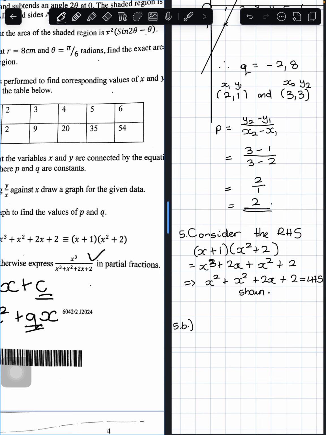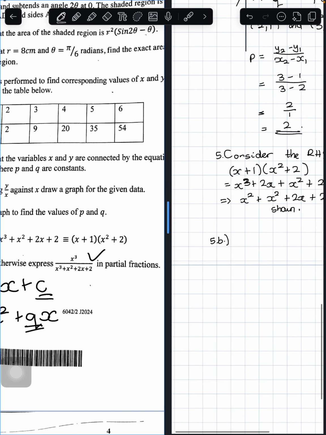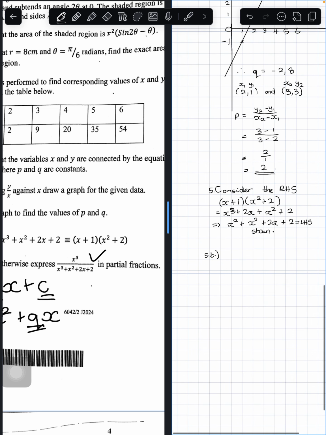So if that's the case, first thing first, you divide. Don't make a mistake and say, no, let me just tackle this question. First thing first, you divide. So maybe let's start on a fresh page. Right, so 5b, let us divide.